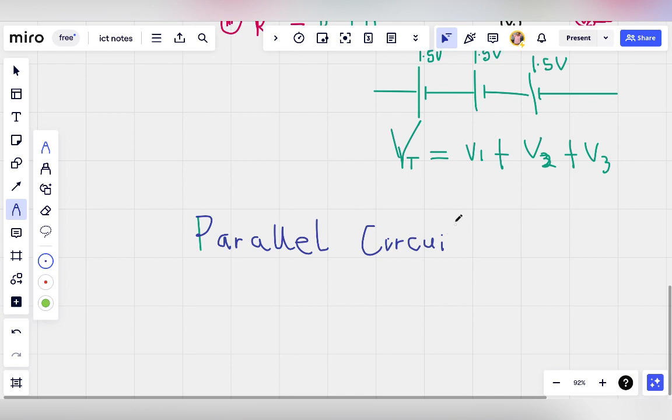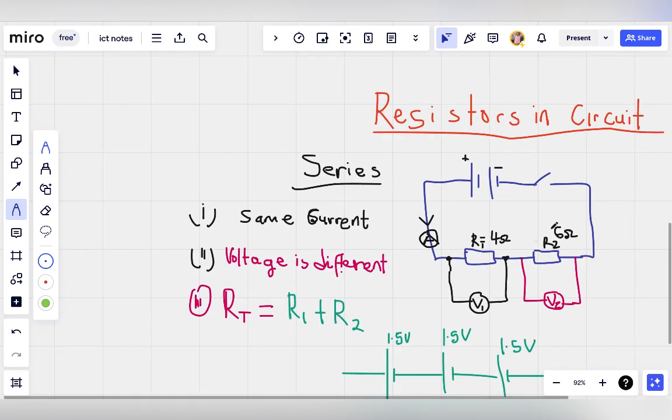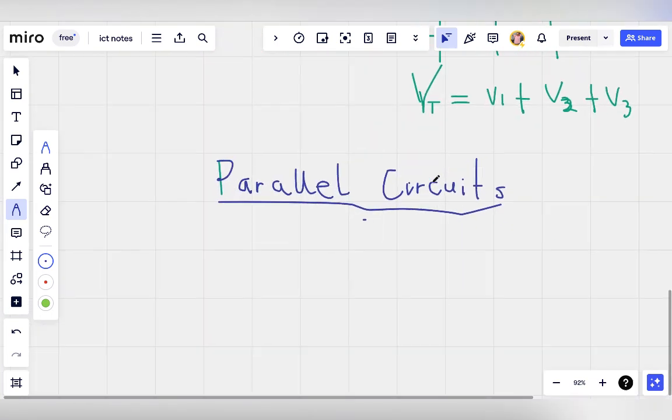In parallel circuits, we start to have different loops and branches, different from just one. In the series circuit, it's just one loop. It starts from here and goes round as a loop only. But in a parallel circuit, we can have multiple loops.